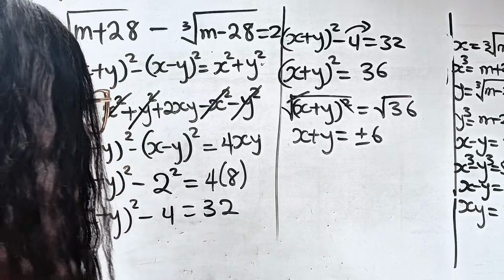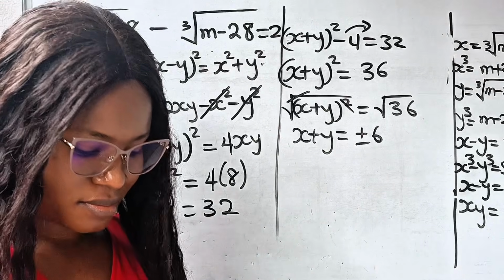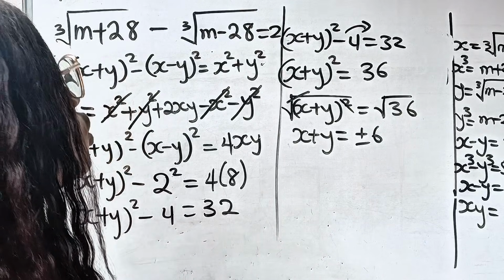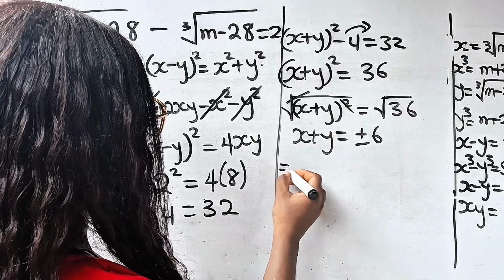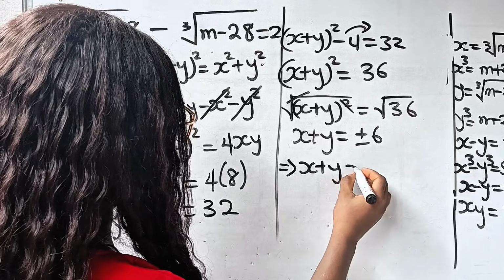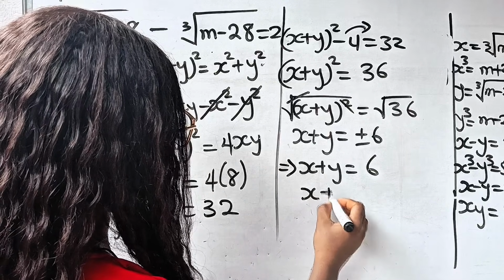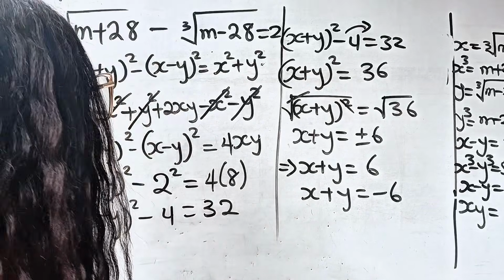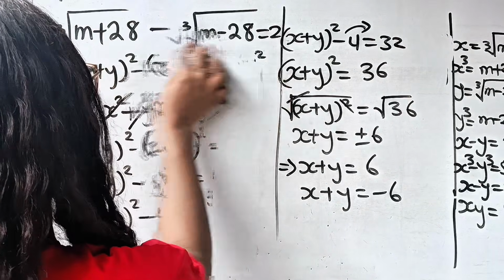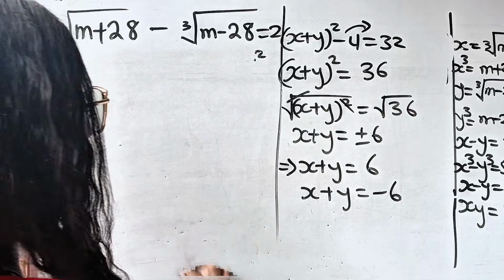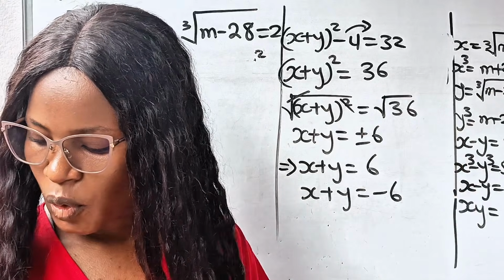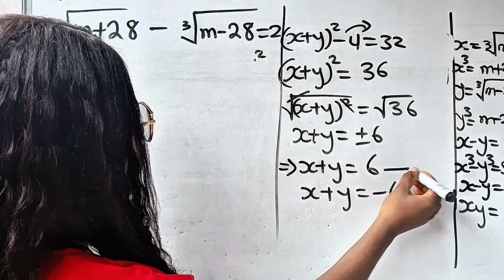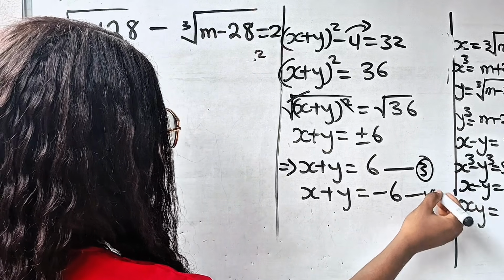Now, at this point, when I told you that we are almost there, I meant every bit of it. So we're almost at the end of this journey. So this simply means that x plus y is equal to 6 and x plus y is also equal to negative 6. Okay, but remember that we're actually looking for the value of m. But we can get that from here. So let's use this equation. Let's call this equation 3 and this equation 4.